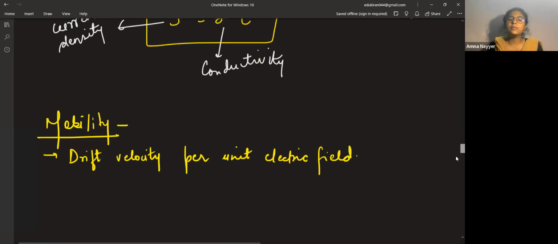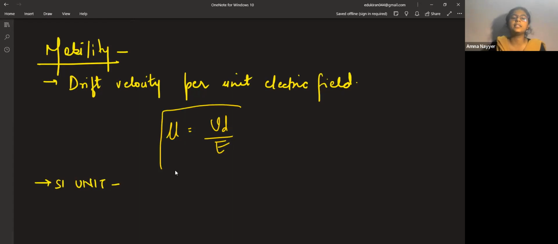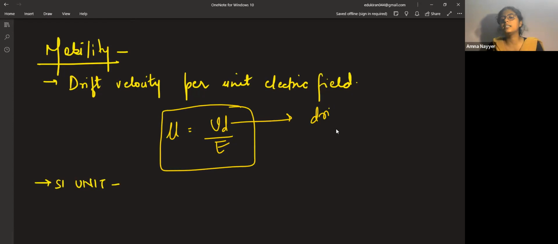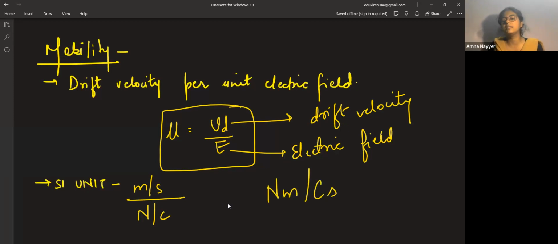The last term that I was mentioning is mobility. Mobility is also very simple, very easy. You have studied electric field, you have studied drift velocity. Mobility is just the ratio of drift velocity by electric field. VD is drift velocity and E is the electric field. The SI unit for drift velocity is meter per second, and electric field is Newton per coulomb, so we write the SI unit of mobility as Newton meter per coulomb seconds. That's it.